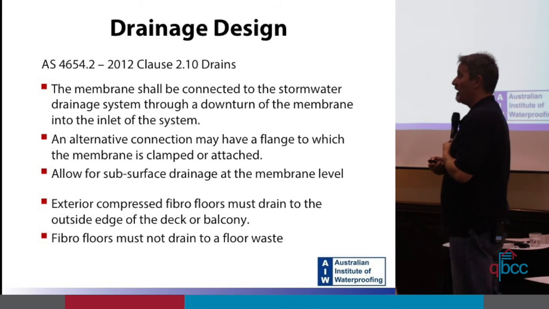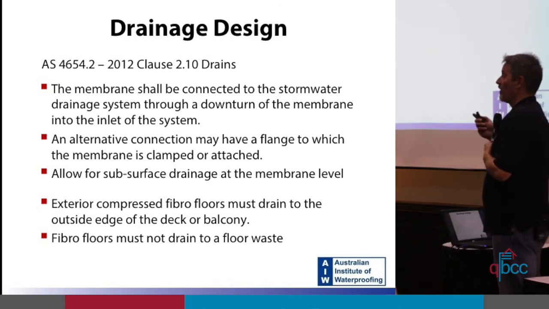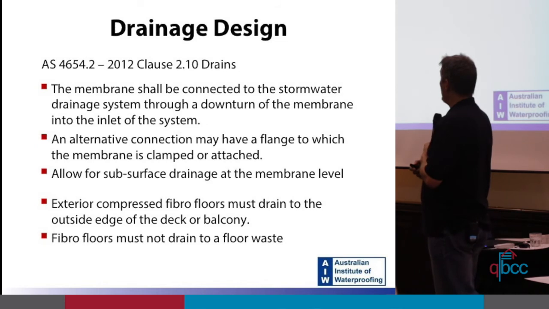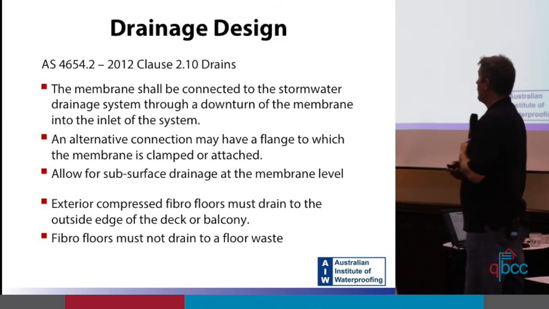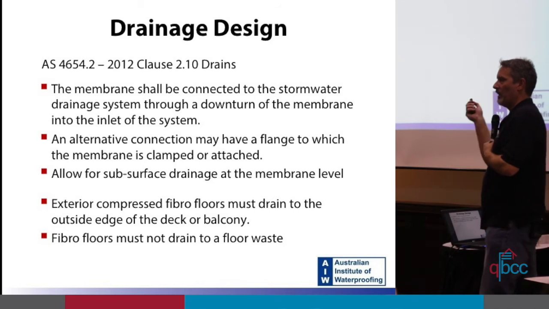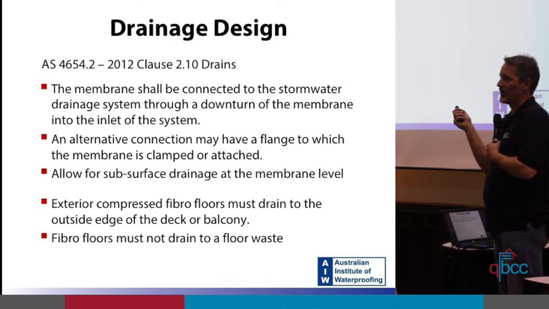So let's talk about drainage design. Very important for external waterproofing as it is for internal. The external waterproofing standard says the membrane shall be connected to the stormwater drainage system through a downturn of the membrane into the inlet of the system. What that means in short, you've got a pipe coming out of the concrete for your drainage, cut the pipe off, turn the membrane down. All right. This is where it's completely different from the internal waterproofing standard.